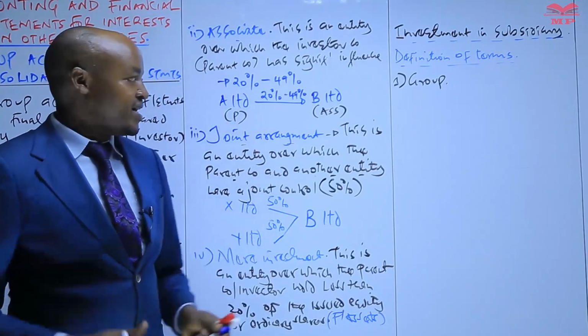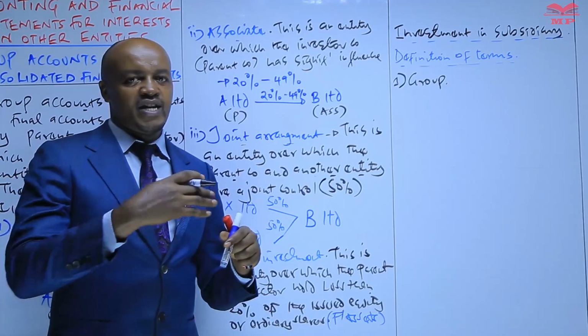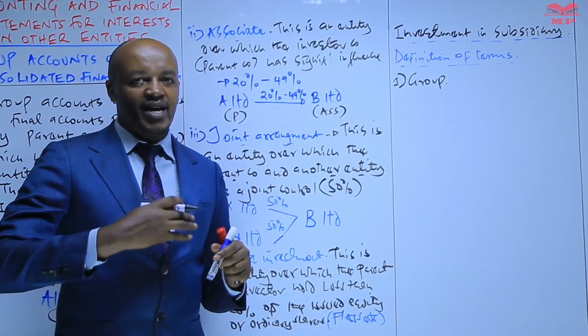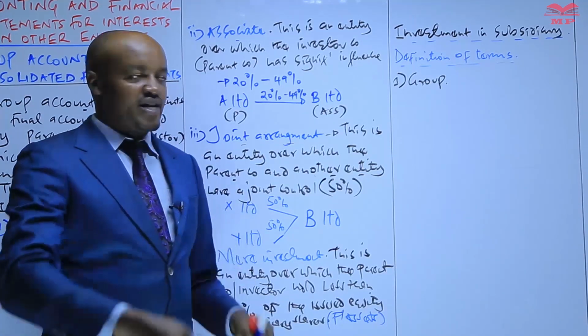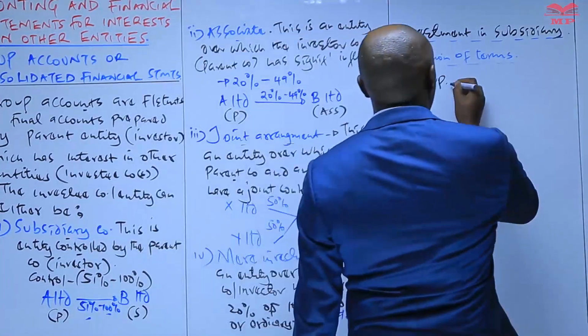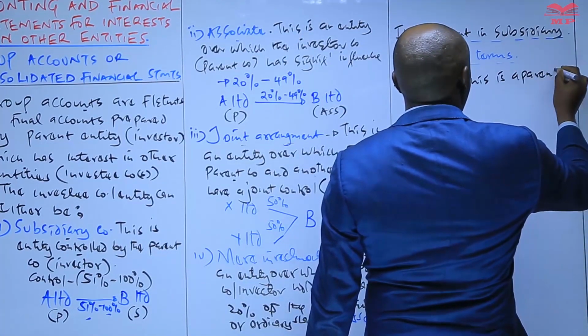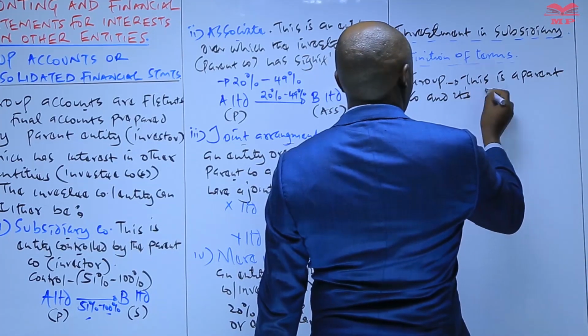The parent company and its what? Subsidiaries. So if, for example, you have a parent company having two or more subsidiaries, or even a single subsidiary, then the parent company and all its subsidiaries, we can refer to that as what? A group of companies. Therefore, this is a parent company and its subsidiaries.